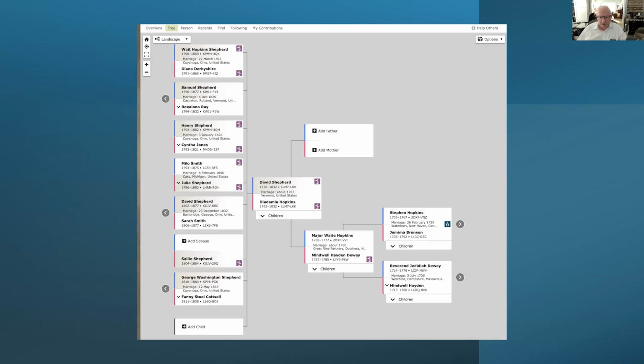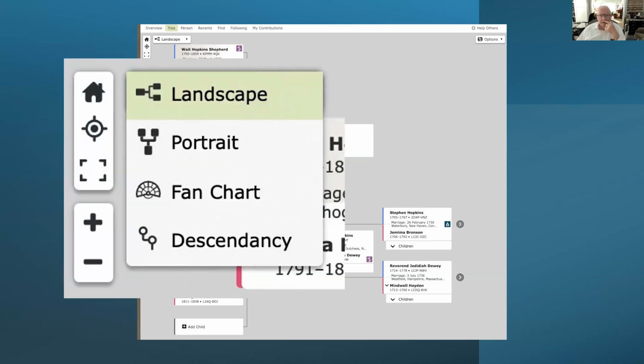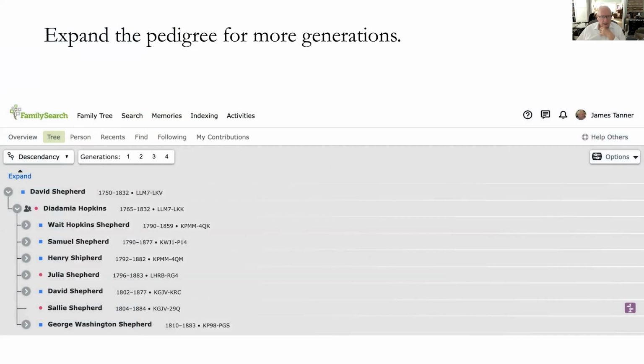Hopefully, when I get into this kind of a situation, there are other people who are trying to do good research and support all of the names by sources. And so I can rely on some other people to help with the work here. So now you can switch from landscape on FamilySearch to a descendancy chart. That gives you a list, and this would be David Shepherd's descendants, his children. And this is their first generation, which happens also to be the second generation. So when you click from 1 to 2, you won't see too much of a change at all, if any.